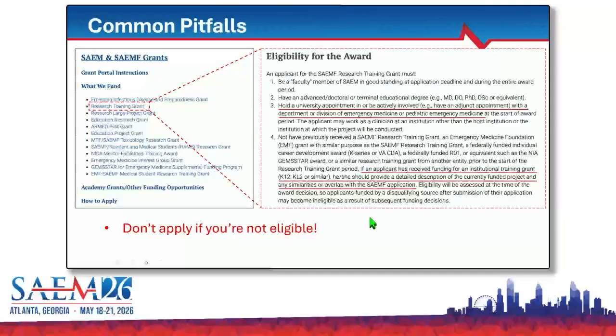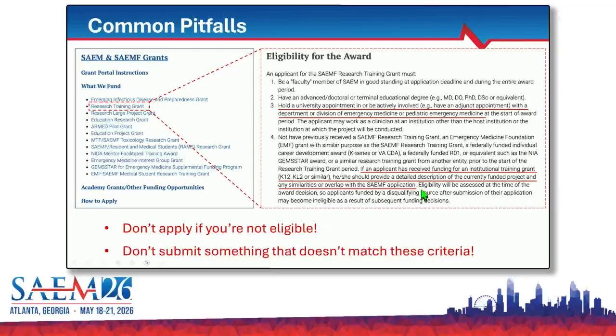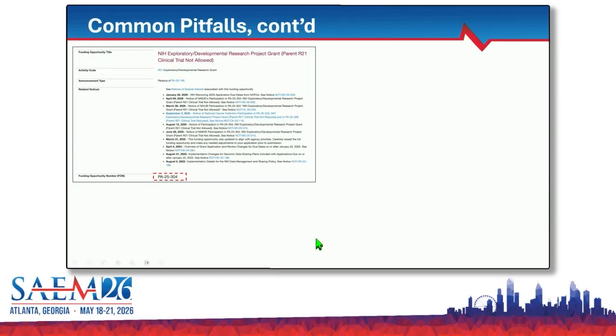Read your eligibility. Also, read the rest of it, because there are key details here, right? This is a research training grant. Well, what happens if you've already had an institutional K? If you already have an institutional K or some other training grant, that does matter. We do care about that. So we have specific language about that here. Make sure you do not submit something that does not match these criteria, okay? Again, happens every single year. So simple things, common pitfalls.